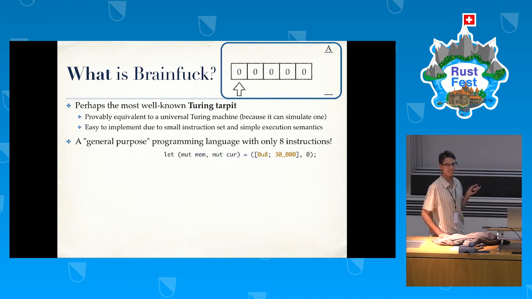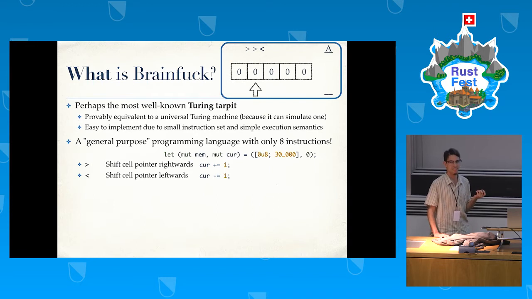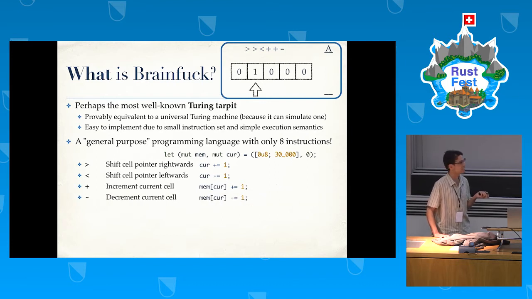So the Brainfuck abstract machine is a big array of bytes, of u8s, and a pointer to the current cell. So here's a drawing of some cells and a pointer to the current cell. So the first type of instructions you can do are shifting the pointer back and forth. Shift right, shift left, and those instructions are angle brackets. So in Rust, you would just be changing this index. You can also increment and decrement the value in the current cell with the plus and minus instructions.